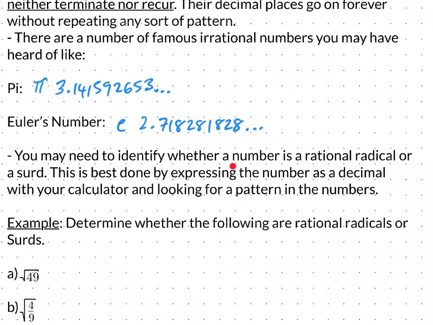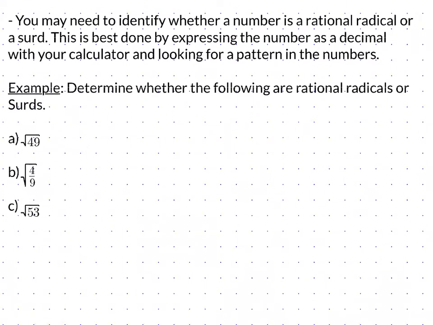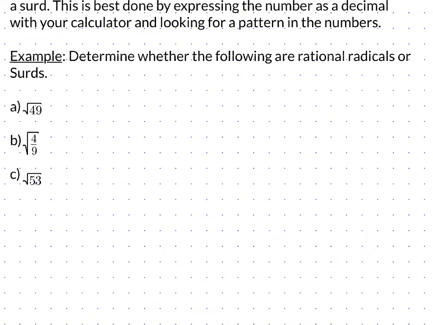Now, you may need to identify whether a number is a rational radical or a surd. This is best done by expressing the number as a decimal with your calculator and looking for a pattern in those numbers. So, for example, here, determine whether the following are rational radicals or surds. Well, root 49 is 7. So, therefore, root 49 is a rational radical. Why? Because it's rational. It stopped.